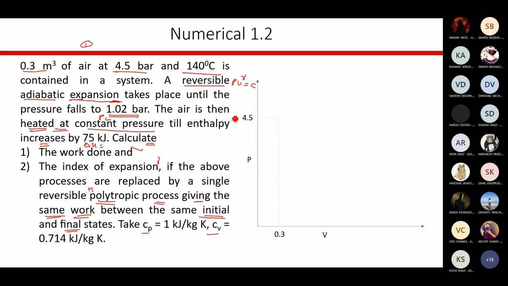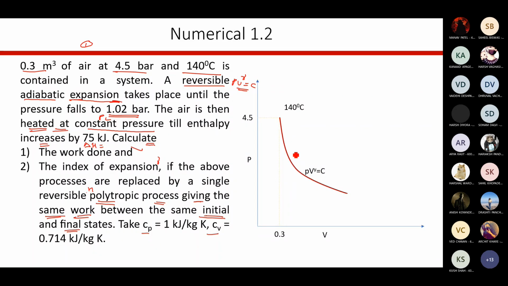So I know this point. So intersection of these two I am going to take. And I know the temperature at this point, that's why 140 degrees C I have written. So this is my state point 1. And look at the first process. I said reversible adiabatic expansion. So law of the process is P V raised to gamma is equal to constant.